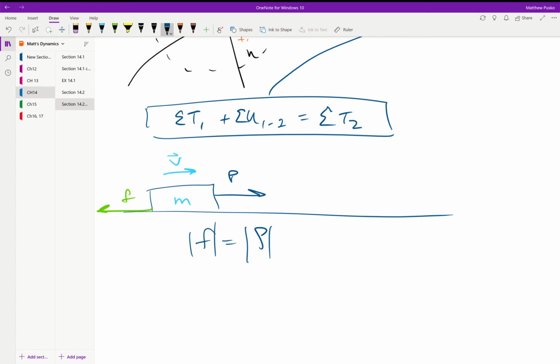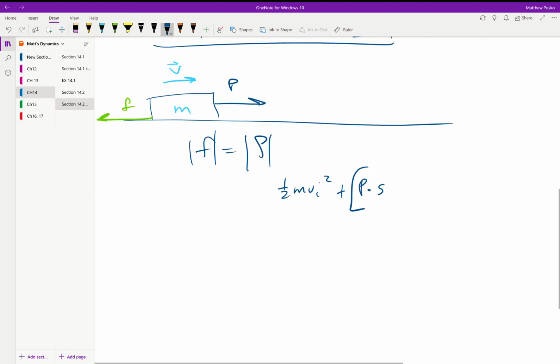If that's the case, we can say that 1/2 mv initial squared plus this force P times S, this is work, and I'm going to start putting all the work done in brackets on these problems. Friction acts in the opposite direction, so we're going to say mu k times the normal force times S. Don't forget to multiply the distance the force works through. That's how we get work.